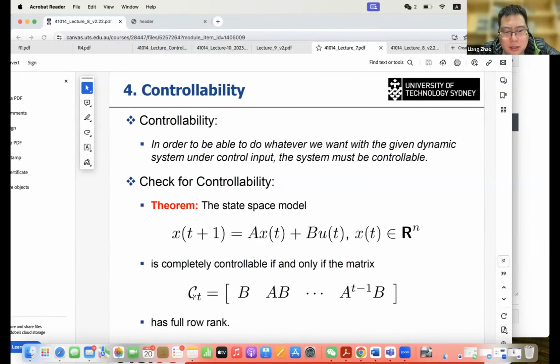Controllability: first you need to calculate the controllability matrix. Normally it's an infinite one, so you can just calculate a square one, and then double check if it's full rank or not. If it's full row rank, then it is controllable. This is the same as the continuous one. The criterion for checking controllability is the same for discrete time and continuous time.